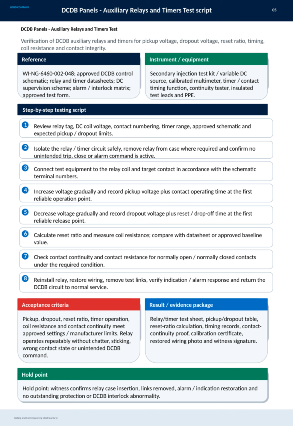The result package includes detailed test sheets, calculation tables, timing records, calibration certificates, and photo evidence, all requiring witness confirmation before proceeding. This thorough testing process is vital to ensure the safety and reliability of the electrical grid's protective functions.